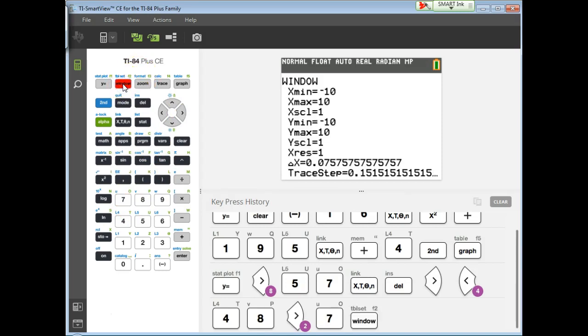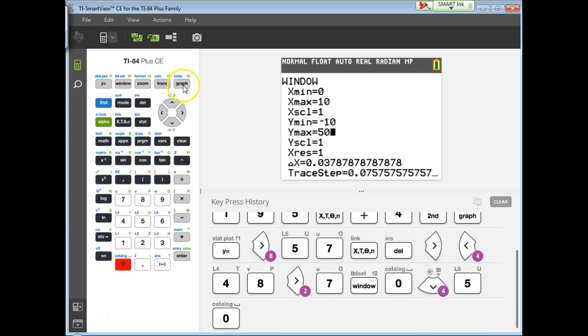Okay, so your card says after you program your y equals, go to your window and adjust it accordingly. So remember, x is time. It would be weird to start time at negative 10 seconds. Let's start it at 0. And I think we're throwing a ball in the air, so I'm pretty sure 10 seconds is totally fine. Now, I am throwing a ball in the air, and I do want to know when it hits the ground. So later on, they're going to tell you on the yellow card to make sure y minimum is at negative 10, just so you can see below ground a little bit. Pretty sure I can throw higher than 10 feet in the air, though, so let's go like 50, just to be safe. And hit graph.